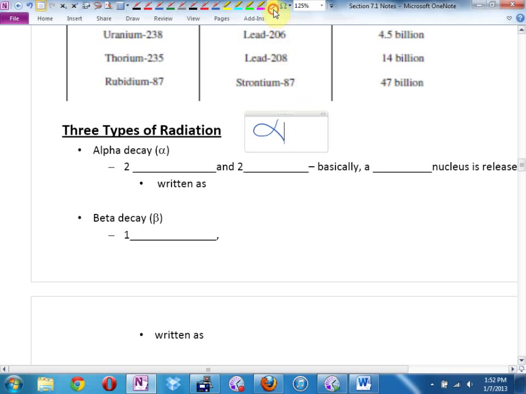And an alpha particle is made up of two neutrons and two protons. These are alpha particles.